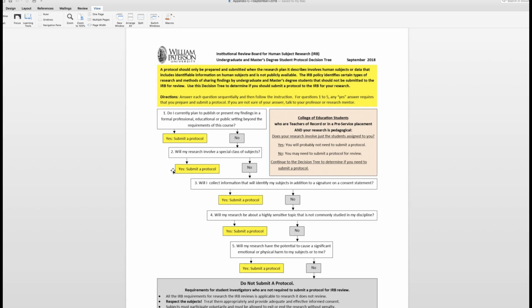I guess there are some specialized kinds of research that would not be able to be kept anonymous, and you would definitely need to submit a protocol then.